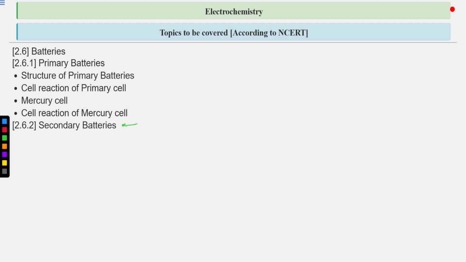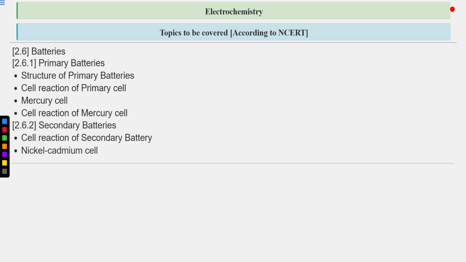Then we will cover the second subsection marked as 2.6.2, which is secondary batteries. Under this, we will cover the cell reaction of the secondary battery and the nickel-cadmium cell at the last. Okay, so these are the major topics which we are going to cover today.